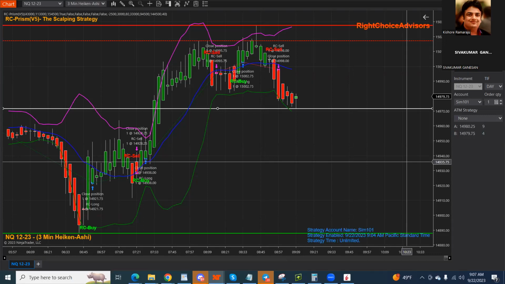1:45 p.m. to 2:45 p.m. is again a good time to enter for the futures. Then the last 15 minutes again it will be too volatile, so it will quickly move up and down. But 1:45 to 2:45 is good.